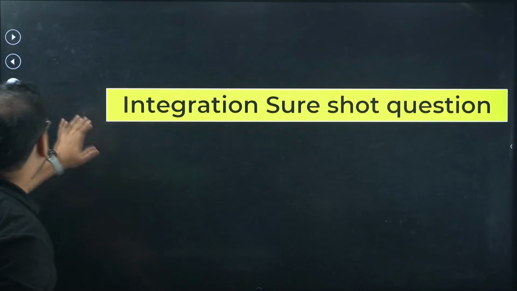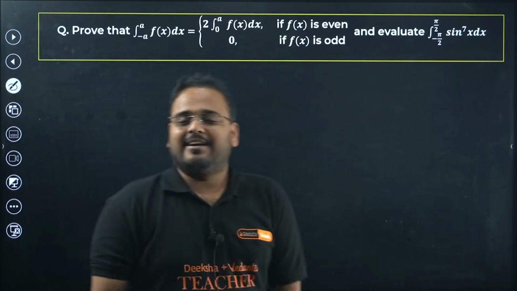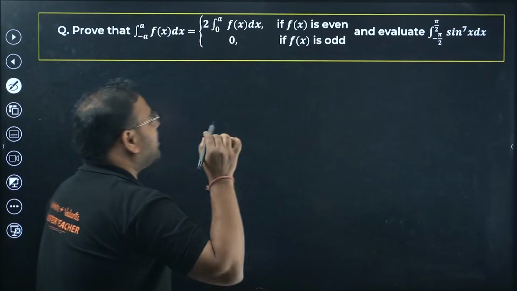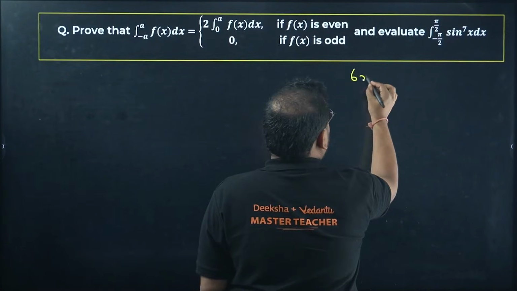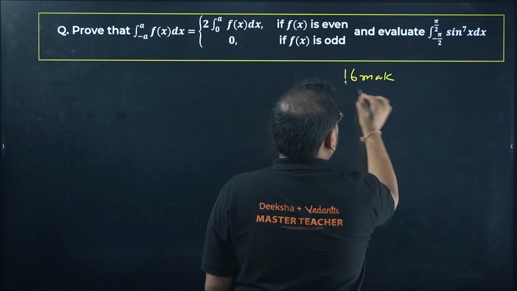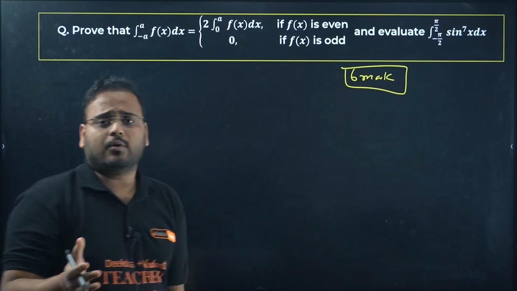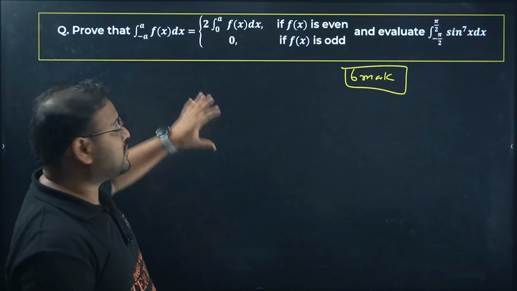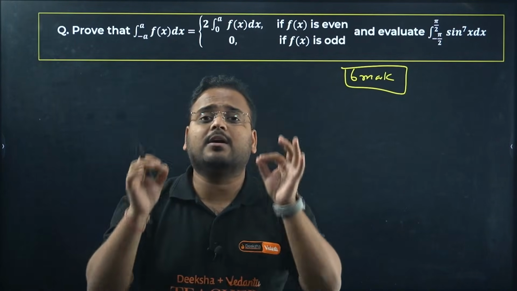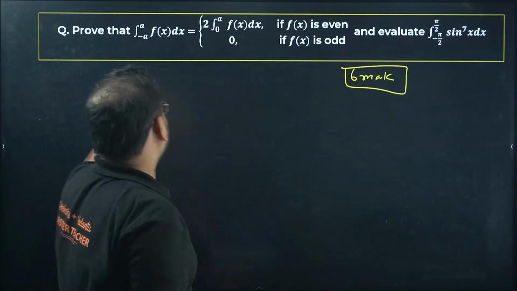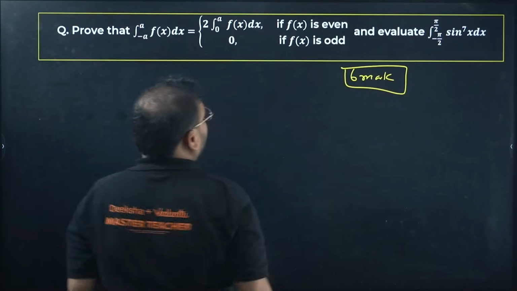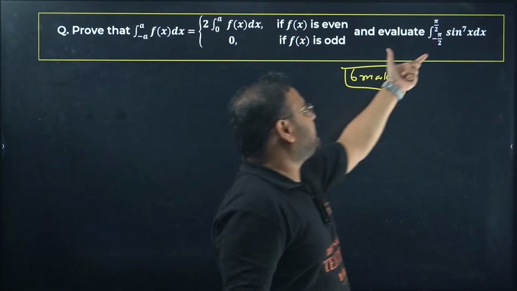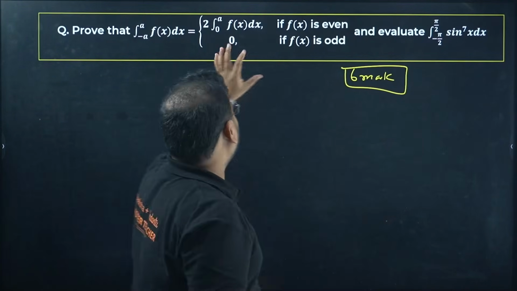Let's start with the question right now. Here it is, a solid 6-mark question. Now I know many of you prefer LPP, but LPP can sometimes be calculative and time consuming, whereas this question is a short 6-marker in your boards. How do you solve it? You have to prove this property first, and then solve the second part of this integration. Got it? How to prove this property?